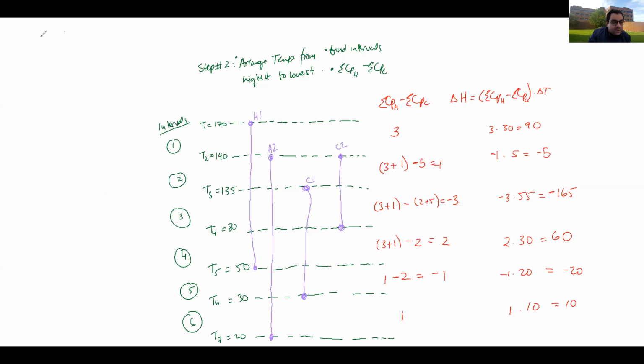Okay. I'm going to draw my cascade diagram here. So I start off at the top. I have T1 is equal to 170. I draw the first box right here. Delta H1 is 90. I have T2 is equal to 140. I draw my second box.